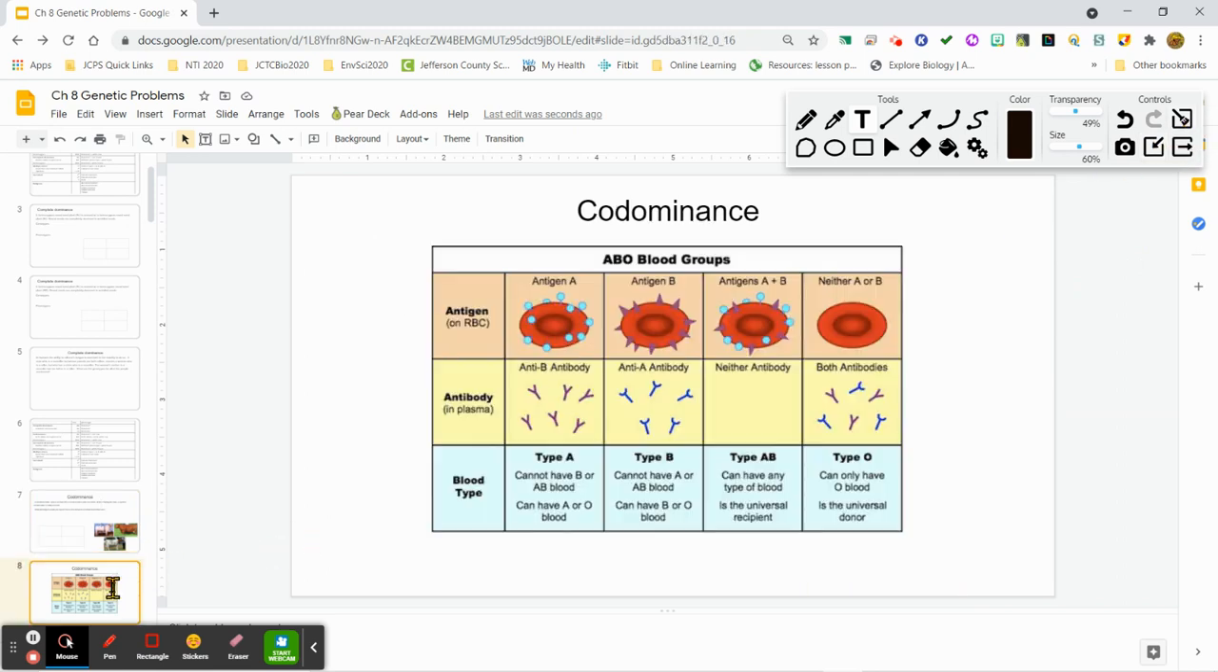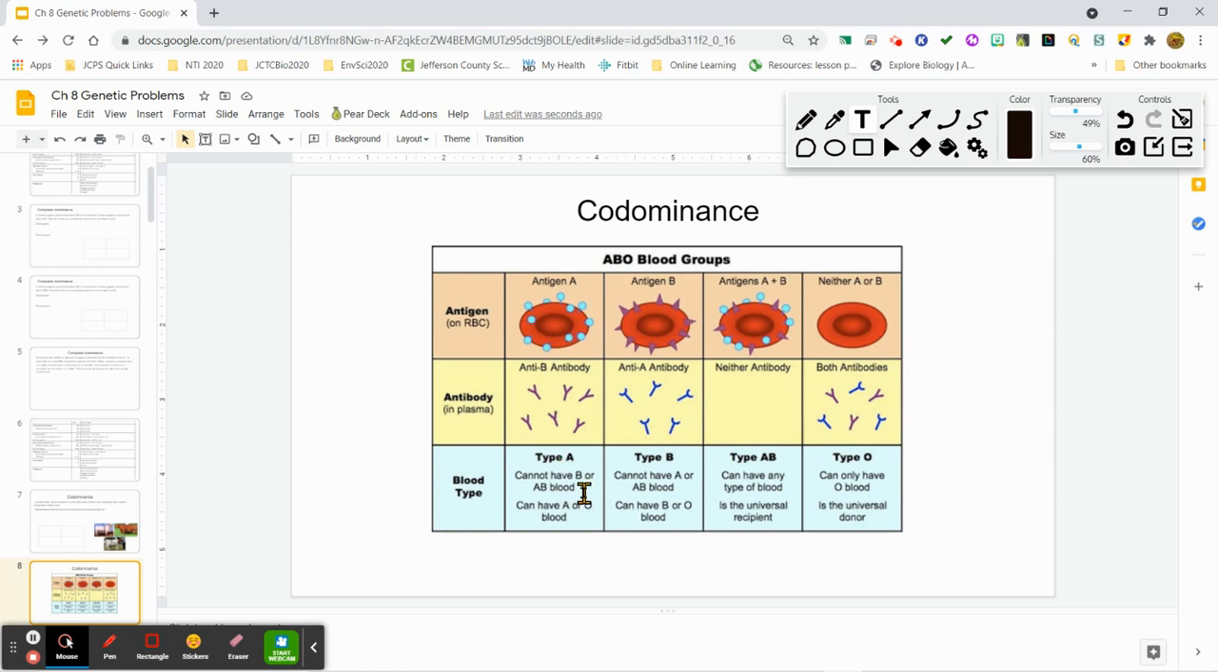Okay, the next one is talking about codominance, and this is blood types. So you can have a blood type, right? So here's a blood type, and you actually have the anti-B antibody. You can have a B blood type where you have the antigen for the B, and that is anti-A antibody. And then this is the codominant one here. So this is type AB. And then type O has both antibodies, but they don't have any antigens on here. So this is red blood cells, right?